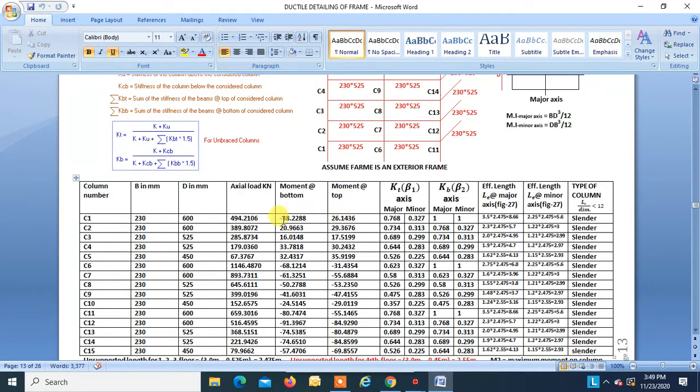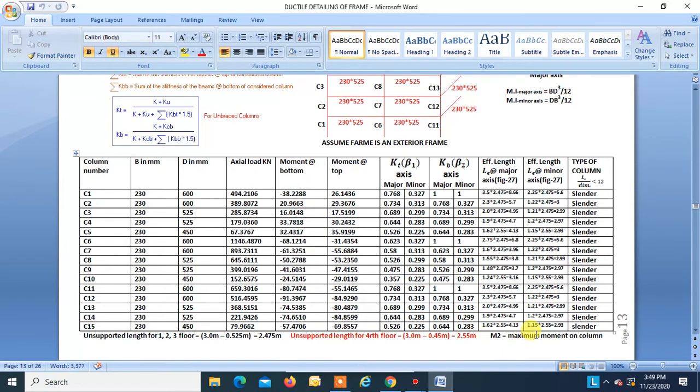Forgetting the sign, M2 is to be taken as the larger moment of these two. So 38 is greater than 26, so in this case M2 is taken as the maximum moment of the column. M2 will be 38. Over here M2 will be taken as 29, over here 17.5, over here 33, and so on.